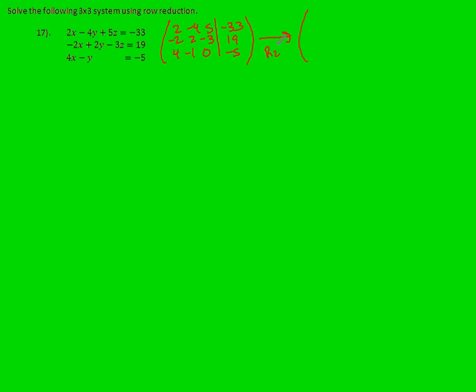And I'm going to plug it into row 2. So row 1 and row 2, plug it into row 2. So that'll give me a 0, negative 2, 2, and negative 14. Top still the same. And the bottom, like so.